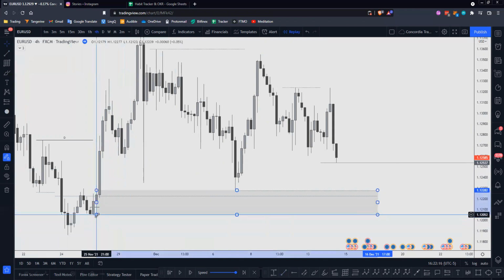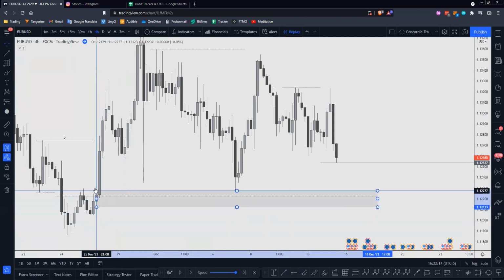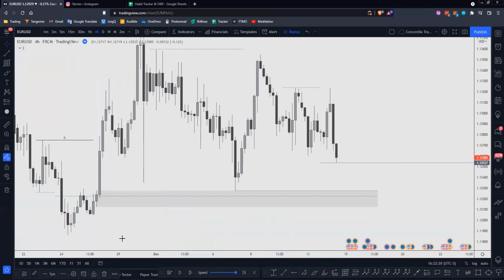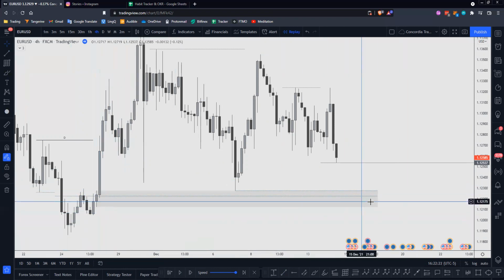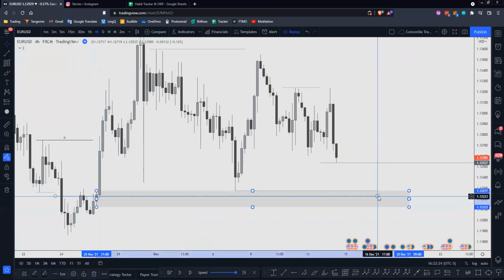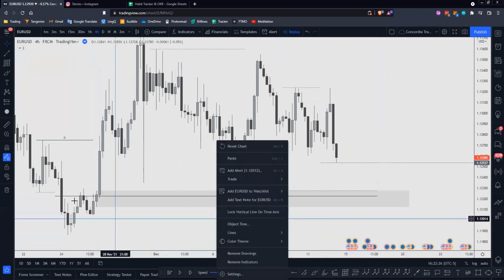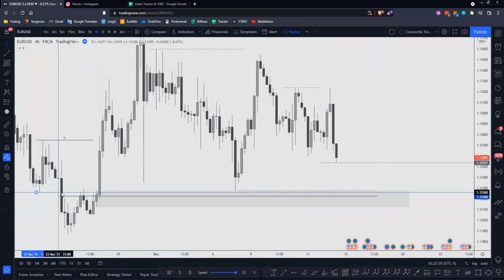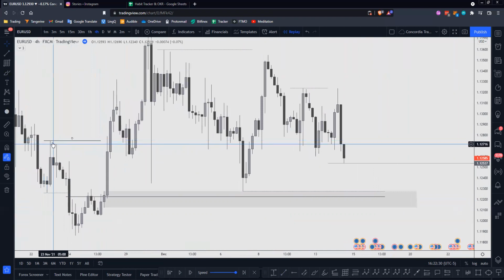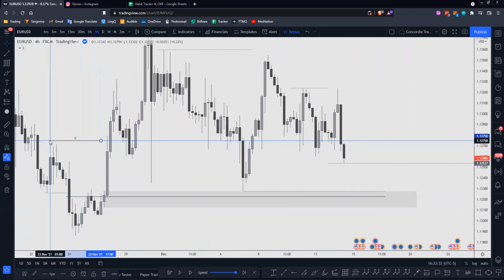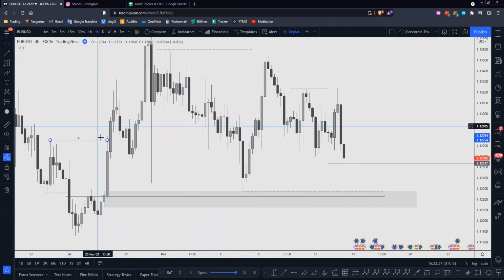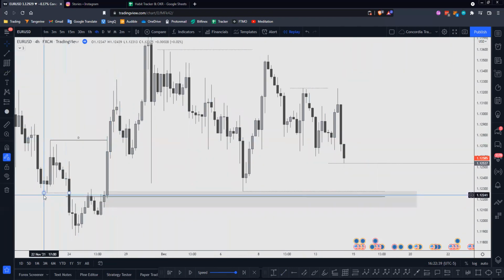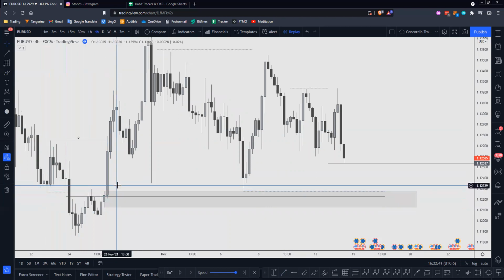So realistically, I would probably just refine my entry zone into this, and then I wouldn't touch it anymore, because I know that I have this zone right here. This is going to be the 50% of the OB, right? This is the daily OB, this whole thing right here. So 50% of it is roughly there. It also lines up beautifully with our, what's it called? Refined little zone here.